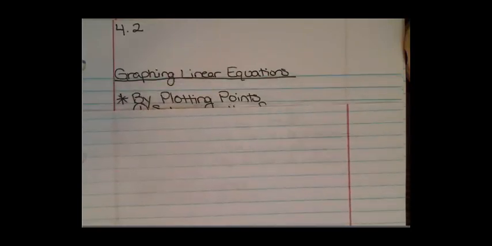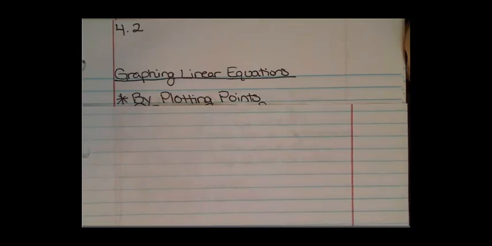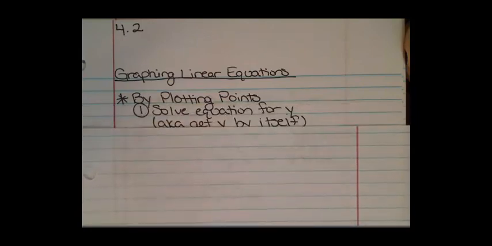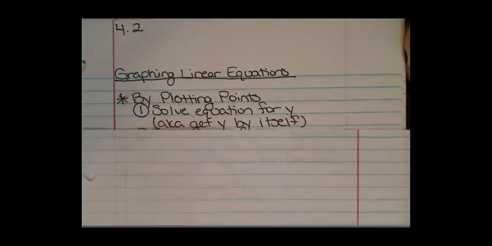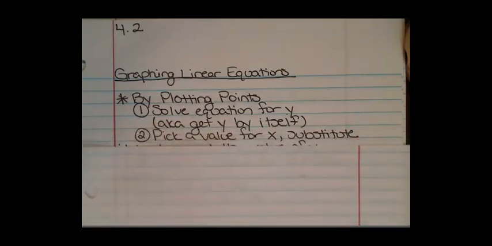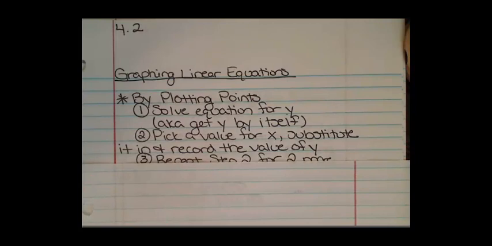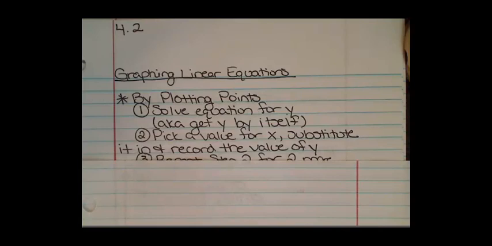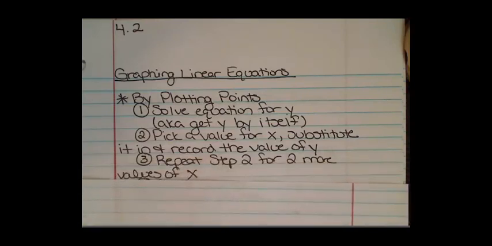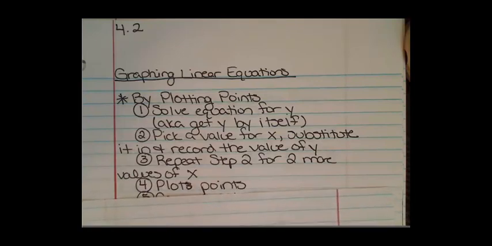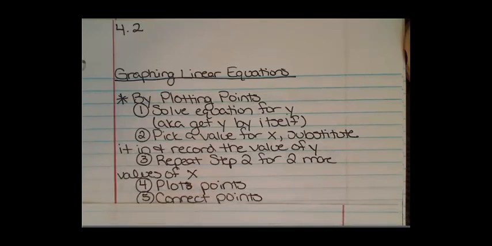The first way we're going to learn to graph linear equations is by plotting points. So step 1, you will solve the equation for y, aka get y by itself. Step 2, you'll pick a value for your x, then you will substitute it into the equation and record the value that you get for y. Step 3, you're going to repeat step 2 for 2 more values of x. You're going to plot all those points that you get, and then you're going to connect the points.